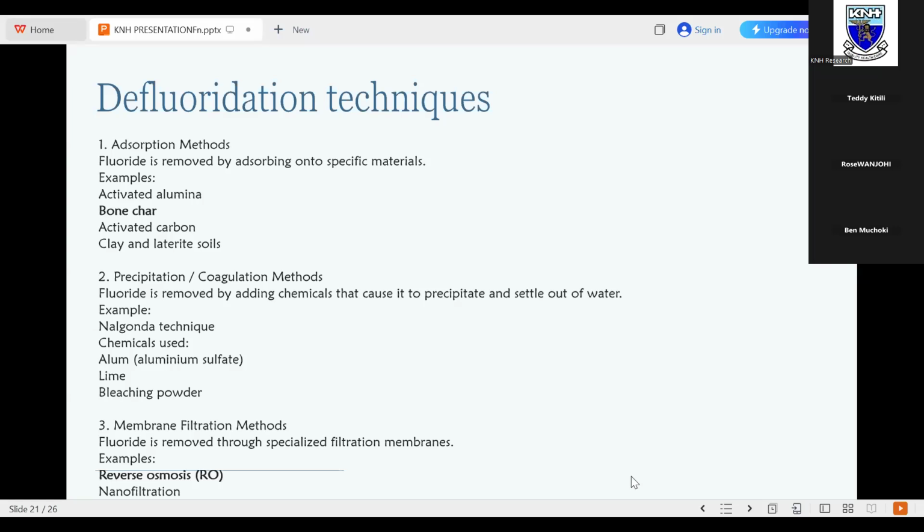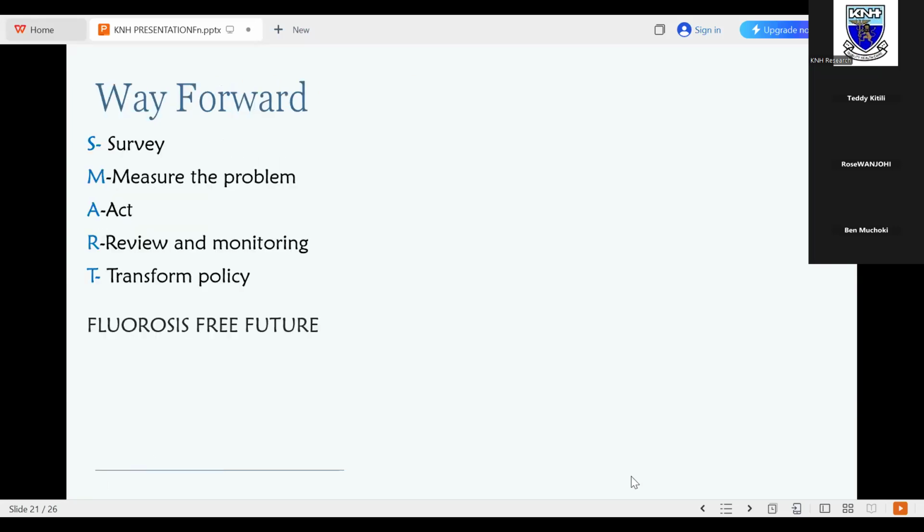and they are cheap because they can even take one year to change the hydroxyapatite, and really they are very cost effective for both households and the communities. So what is the way forward?